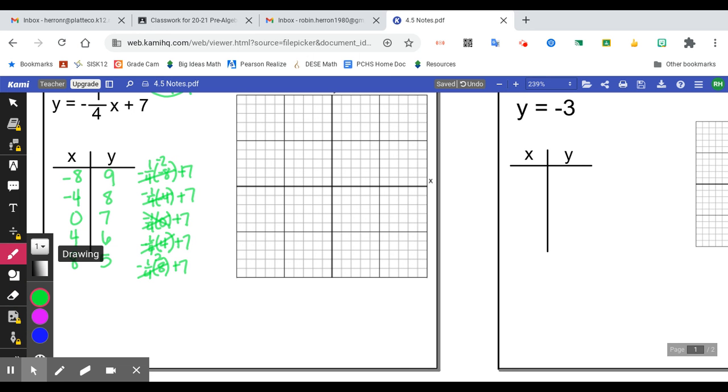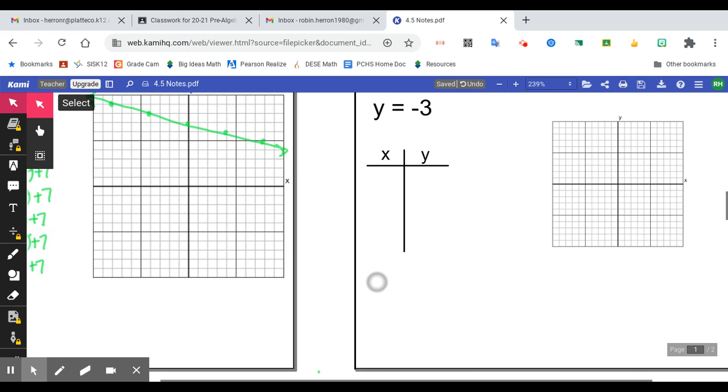We've got negative 8, 9. So left 8, up 9. Getting tired. Negative 4, 8 is left 4, up 8. 0, 7. 4, 6. And 8, 5. Okay, again, you know it's correct when it gives you that nice straight line that Mrs. Heron can't seem to draw tonight. All right, moving on. Perfect.